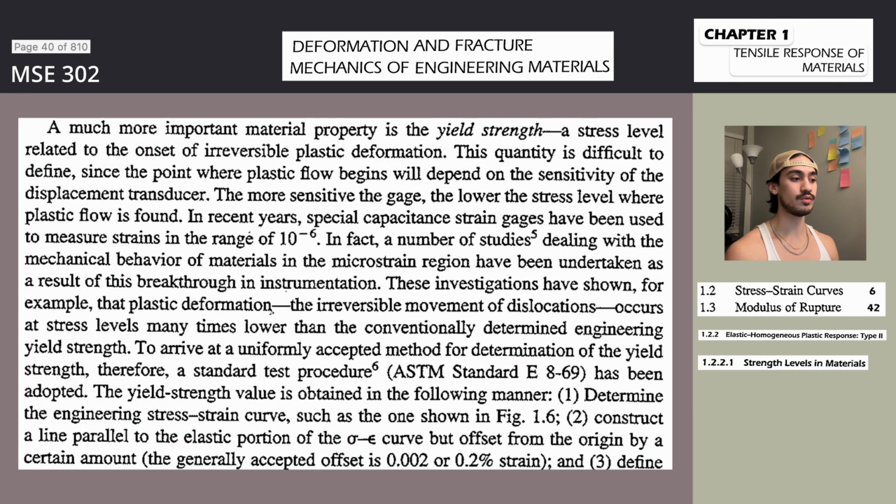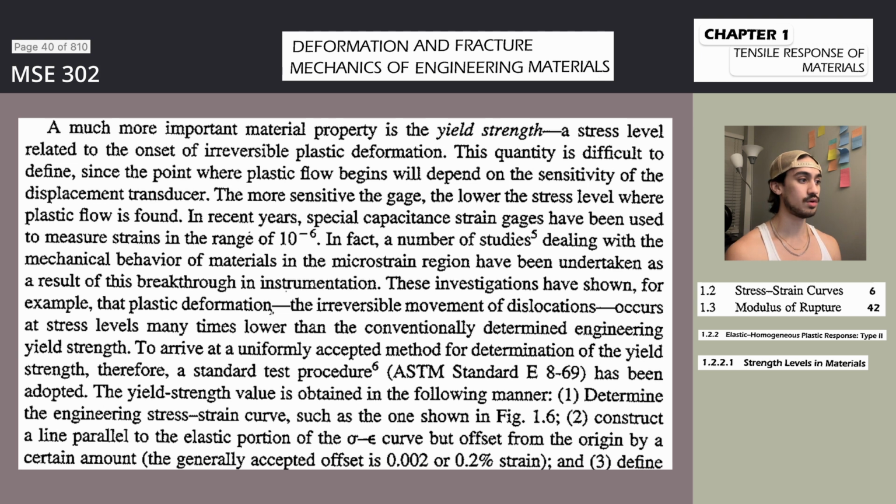A much more important material property is the yield strength, a stress level related to the onset of irreversible plastic deformation. This quantity is difficult to define, since the point where plastic flow occurs will depend on the sensitivity of the displacement transducer. The more sensitive the gauge, the lower the stress level where plastic flow is found. In recent years, special capacitance strain gauges have been used to measure strains in the range of 10 to the negative 6. In fact, a number of studies dealing with the mechanical behavior of materials in the microstrain region have been undertaken as a result of this breakthrough in instrumentation.